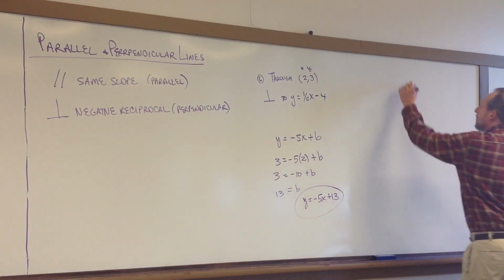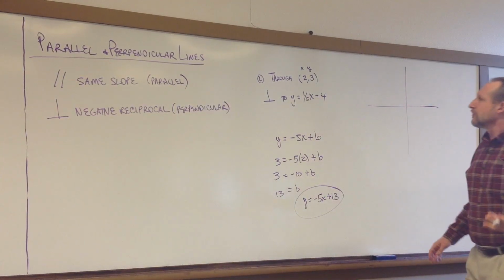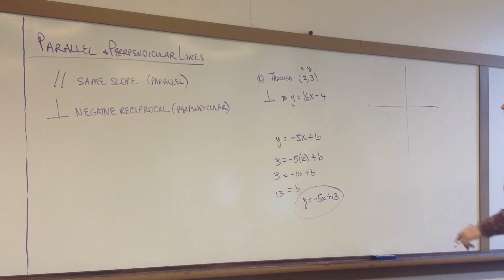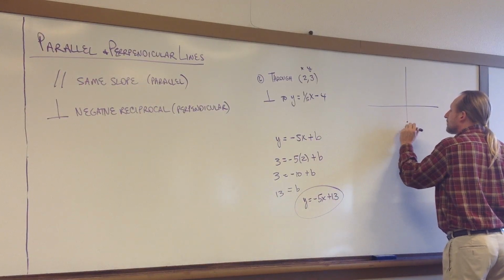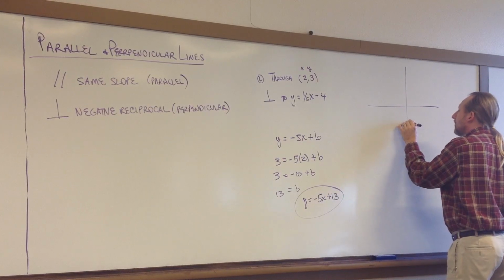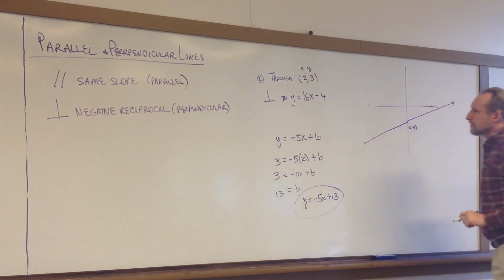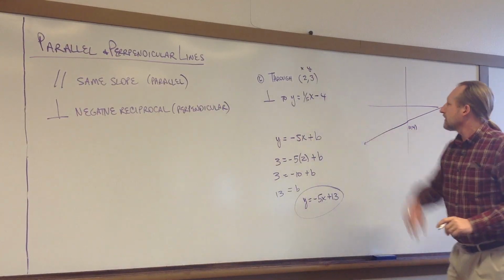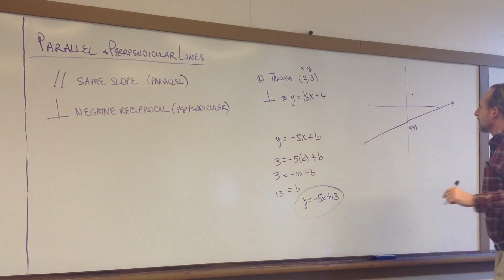What does it look like on a graph? And this is not part of the problem. You don't have to graph these. I'm just doing this to try to help you to visualize what's happening. 1/5 x minus 4. There's the y-intercept there, 0, negative 4. A slope of 1/5 will look something like that. Now this passes through the point 2, 3 and is perpendicular here.